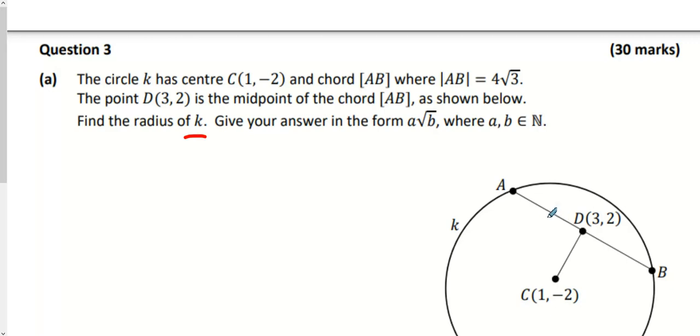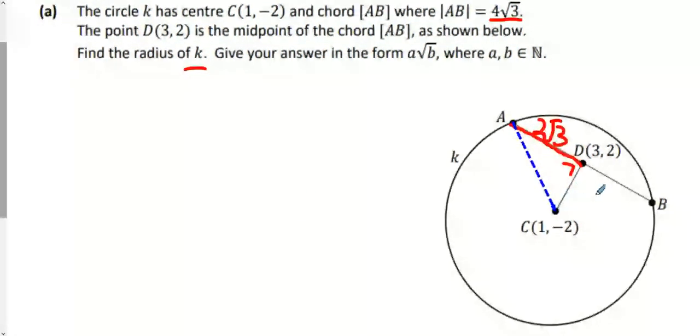Now, here's what we know already. We know that this red line here is half of 4 root 3. That would make it 2 root 3. And what we're after is the radius, which is the blue line. We know that this is a right angled triangle because the line from the midpoint of a chord to the center of the circle makes a right angle with the chord.